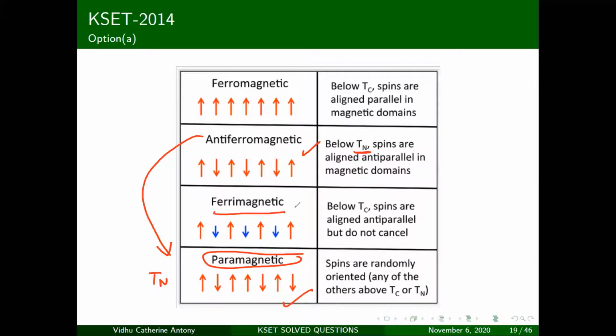Now, let's look at the ferrimagnetic material. Below your critical temperature, or the Curie temperature, the spins are aligned anti-parallel, but they do not cancel out. So there is going to be a net direction here like this. That kind of material is called a ferrimagnetic material. It's usually seen in ionic solids.